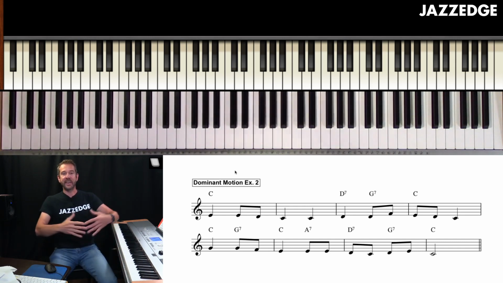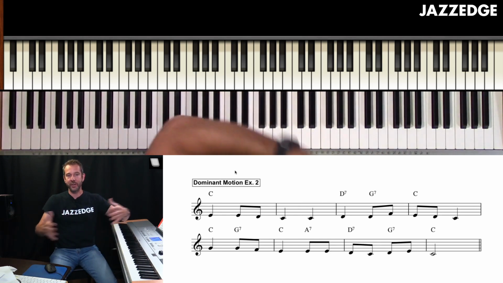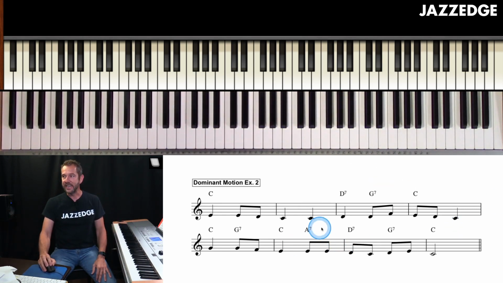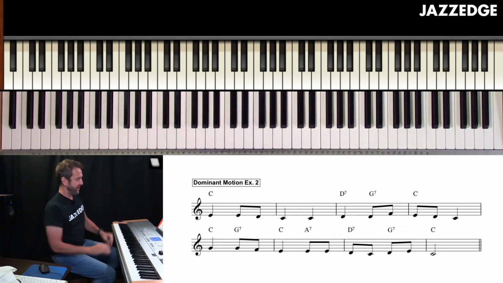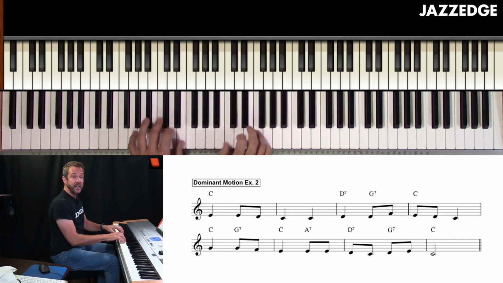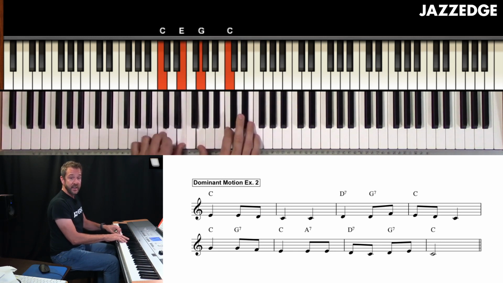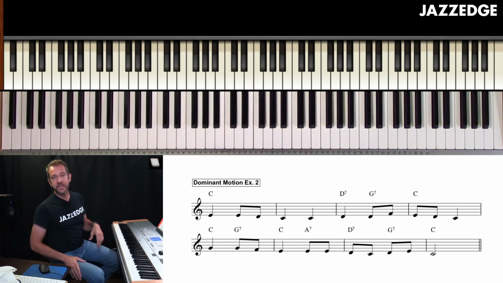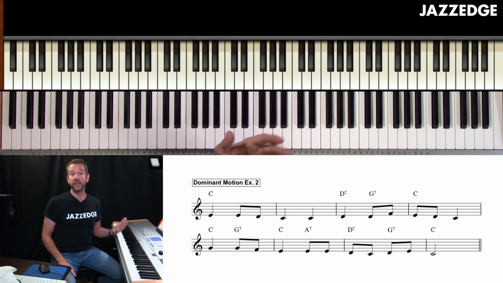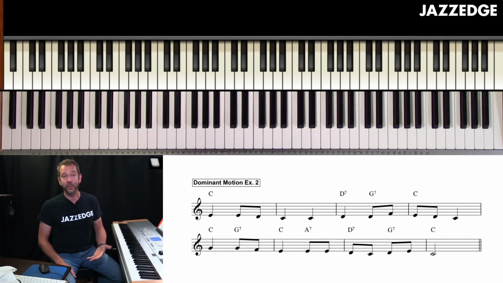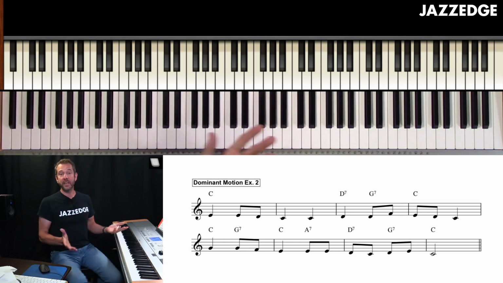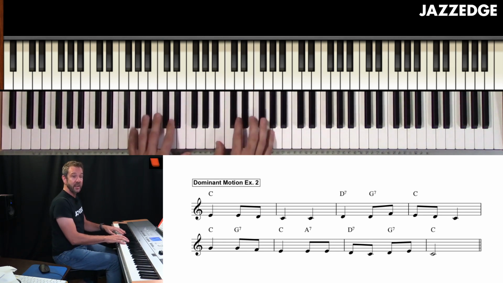So I have this extended dominant motion going on. A7 to D7 to G7. So we have C, G, C, A, D, G, and then C. You also notice that sometimes I don't even have to necessarily play the G7 as a dominant chord. I don't even have to play the D chord as a dominant chord or the A as a dominant chord. I can just play them as major triads. I can do this.